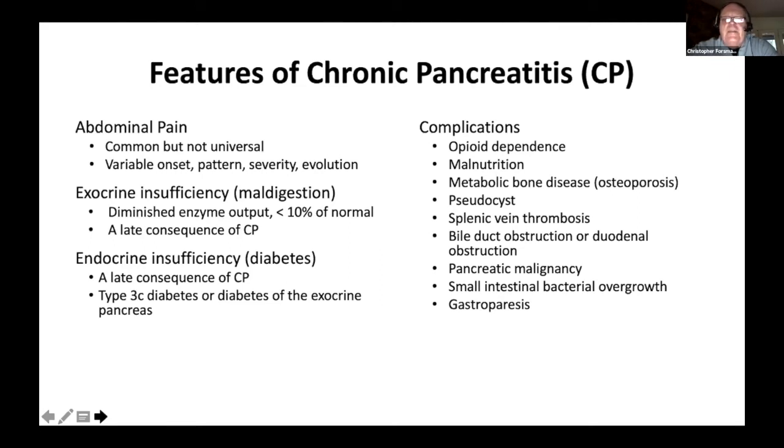Certainly opioid dependence is a challenge in these folks with chronic pain. They can develop malnutrition and particularly deficiencies of fat-soluble vitamins, in particular vitamin D, leading to osteoporosis. They can develop fluid collections like pseudocysts. They can have vascular complications like thrombosis of the splenic vein or other mesenteric vessels. They can obstruct surrounding organs like the bile duct or the duodenum, and these patients are at increased risk of pancreatic malignancy, as well as small intestinal bacterial overgrowth and gastroparesis. So depending on the patient, they may present with some or all of these features, but these may change over time.